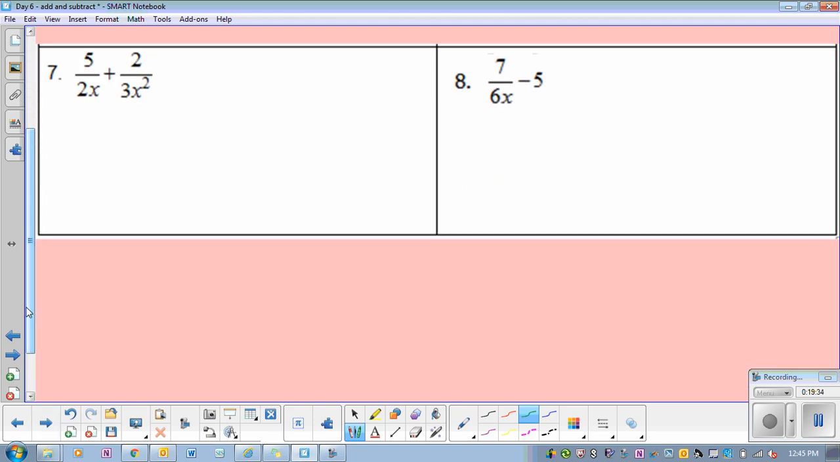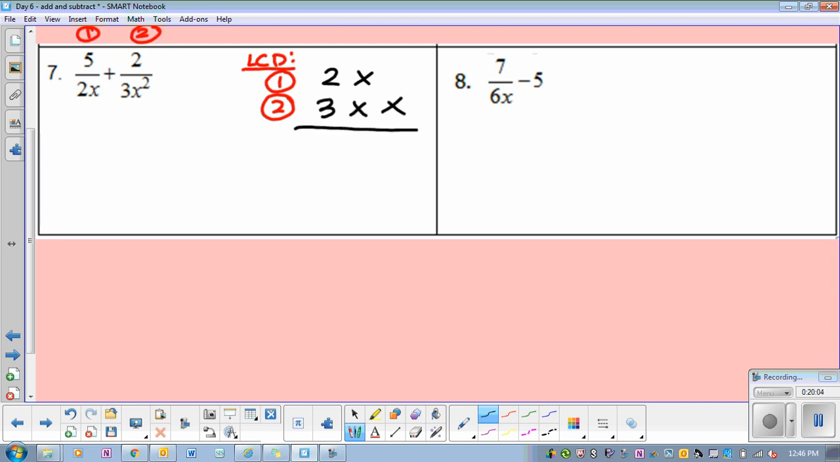All right, so number 7. Do they have the same denominator? No. So let's find the LCD. Remember, this is fraction 1 and that's fraction 2. So fraction 1, what's in your denominator? 2x. 2 times x. Fraction 2: 3 times x times x. 3x squared is 3 times x times x. And I would actually write those out until you become a little bit more comfortable. Okay?